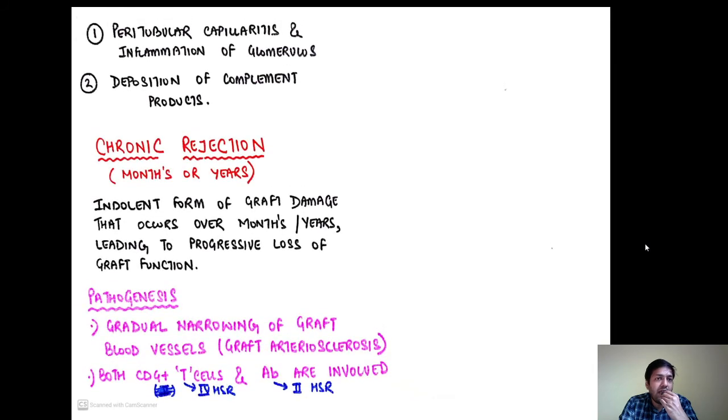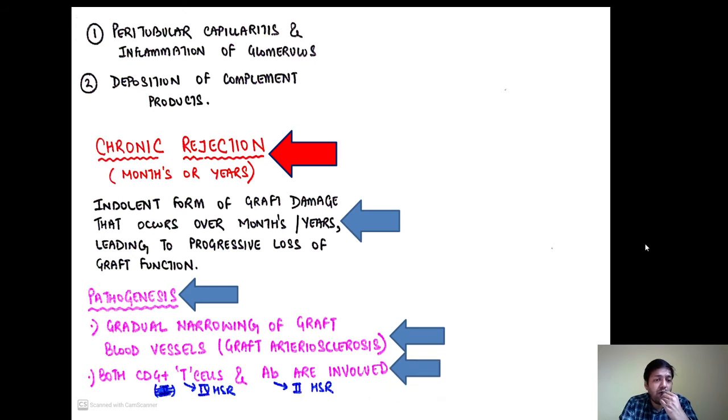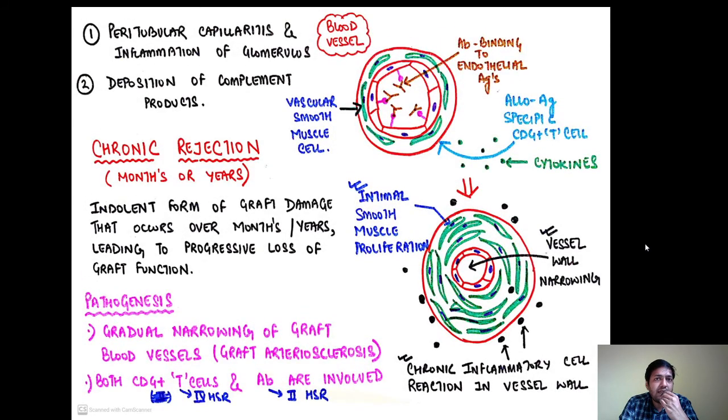Again, very important. Chronic rejection occurs within months or years. It is an indolent form of graft damage that occurs over months or years, leading to progressive loss of graft function. If you look at the pathogenesis, there is a gradual narrowing of the graft blood vessels because of graft arteriosclerosis. Very important, both CD4 plus T cells and antibodies are involved. So it is both a type 4 hypersensitivity reaction as well as a type 2 hypersensitivity reaction. What is the pathogenesis? Let us see.